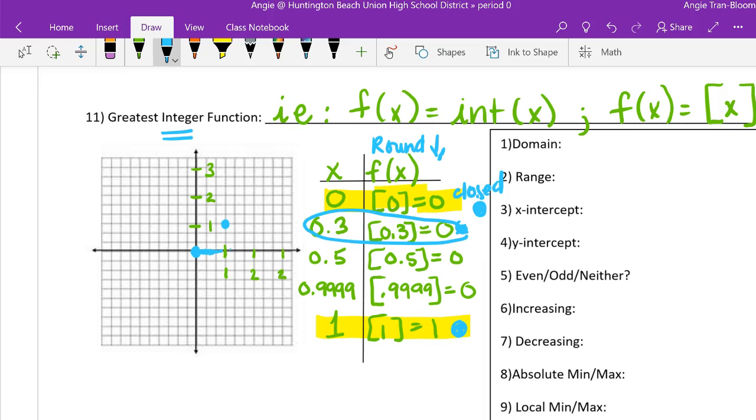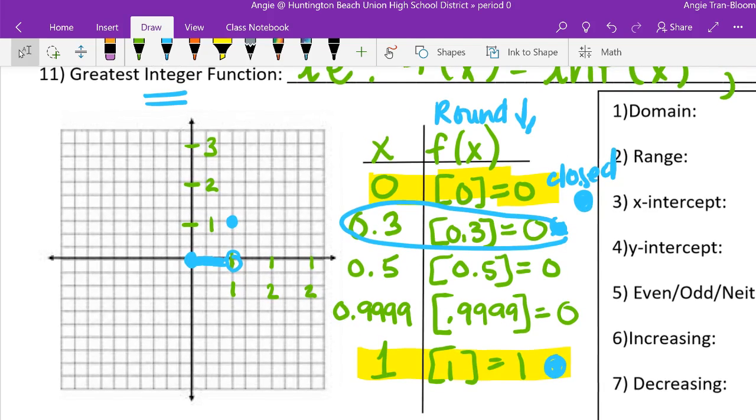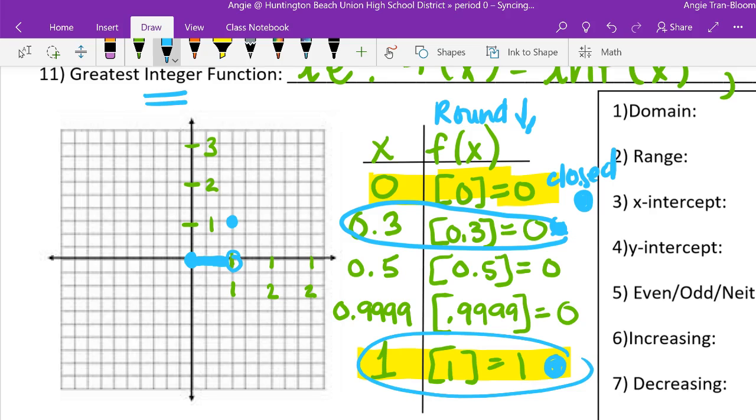Now, at 1 there's going to be an open circle on this segment, because at 1 it's an actual value. You have an output of 1, which is an integer, so you're not rounding anymore. That's why there's a line from 0 to 1 and then an open circle at 1, because at 1, the output is up at 1.